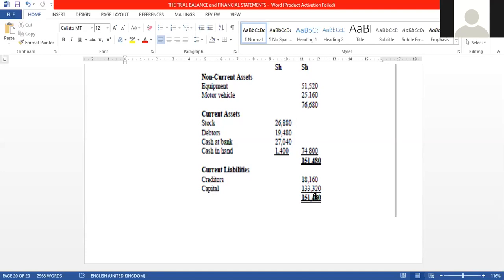But you may have, for example, other current assets that we've not mentioned here. And therefore, it is important that we are able to do what? To differentiate between the assets, differentiate the current and non-current assets, differentiate the liabilities.